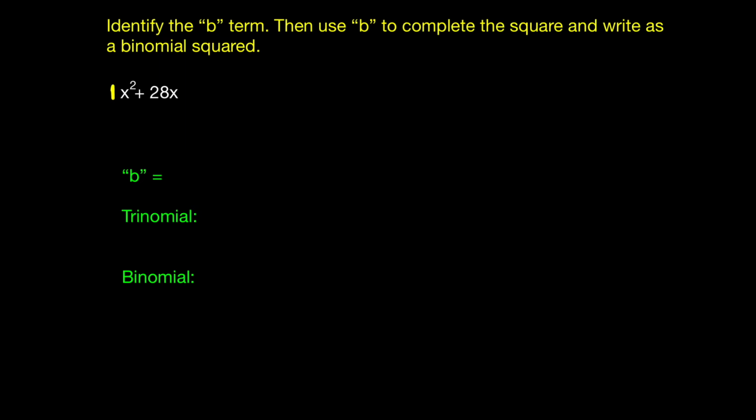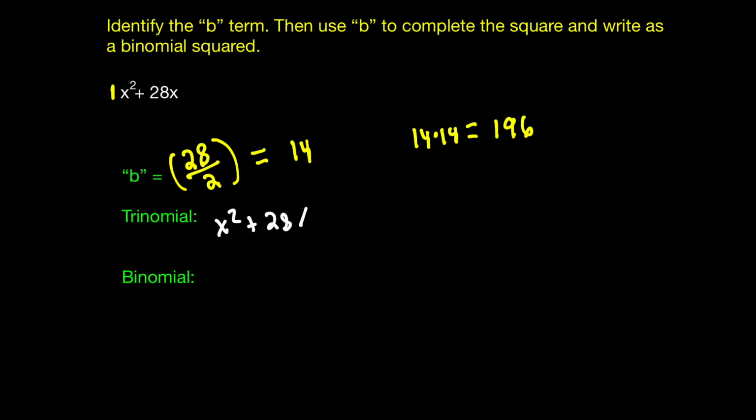and that 28, if you recall from drawing the area models, we would divide it evenly. So let's divide it by 2, and 28 divided by 2 is going to give us a total of 14. Once we have the answer, we're going to use the answer and multiply it by itself. So 14 times 14 gives us a total of 196. To obtain the trinomial, the perfect square trinomial, we're going to get x squared plus 28x and add 196 units.